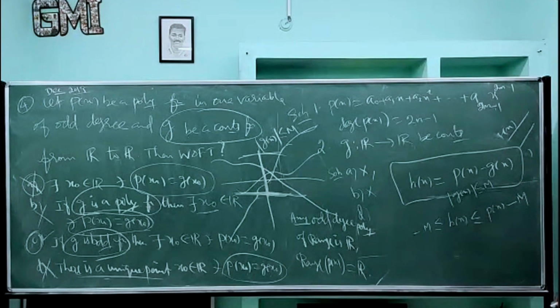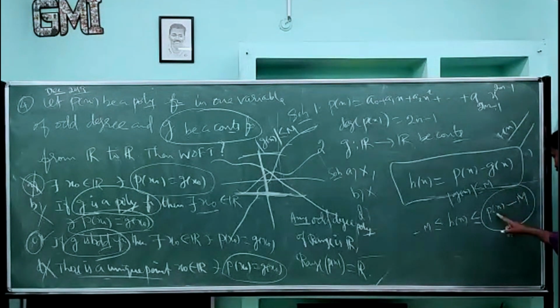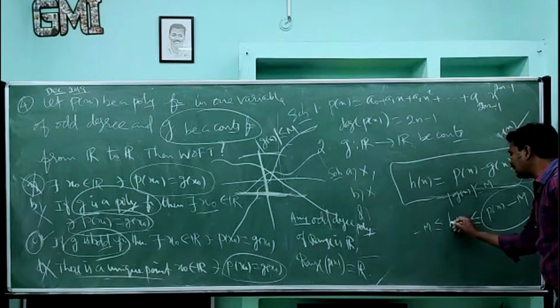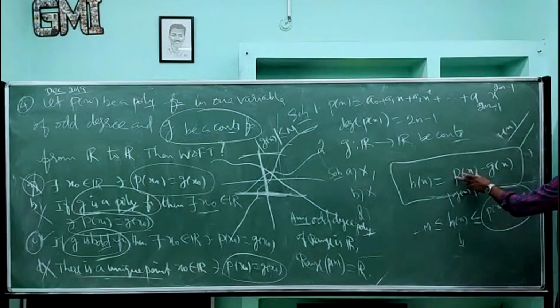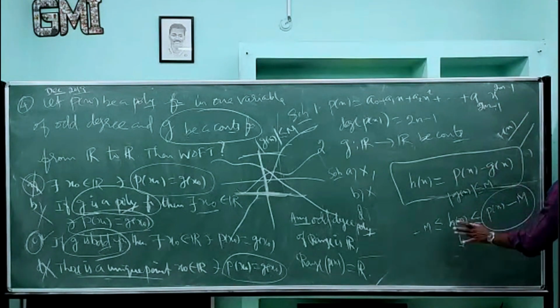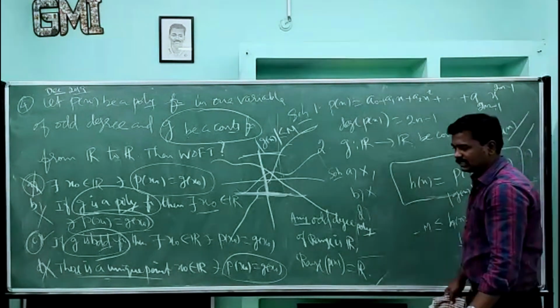Is it okay? For very large x, it will be positive. Since p(x) is an onto function, we can find an element in the domain whose output is more than m. So for some x it will be positive and for some it will be negative, and h is a continuous function. Why continuous? p(x) is continuous, g(x) is continuous, so this difference is continuous. This continuous function takes some negative value and some positive value for some x.